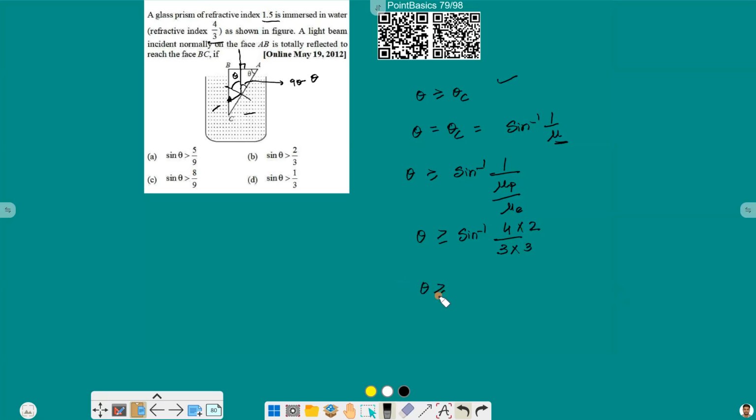So theta will be greater than or equal to sine inverse 8 by 9, or we can write that sine of theta will be greater than or equal to 8 by 9. That is option C here. Now let us move ahead.